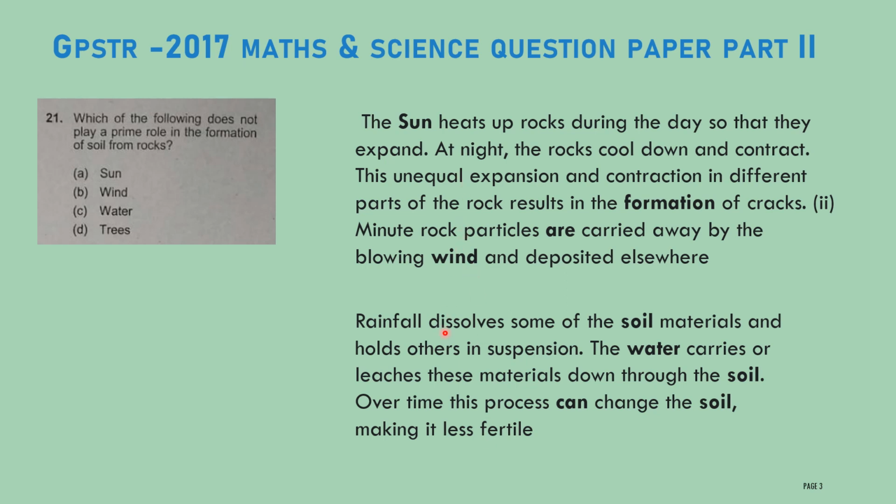All these three, sun, wind and water, help in the formation of soil from the rocks. But here the tree will not play any role. It will not play any primary role in the formation of soil from the rocks. Therefore, the answer for this question is tree.